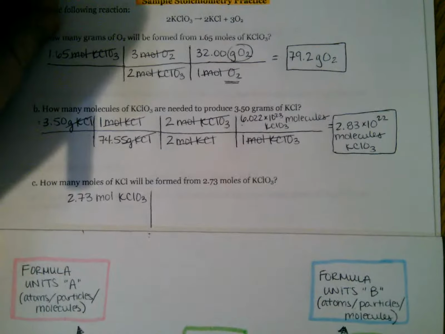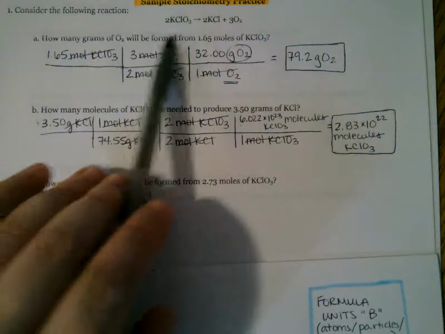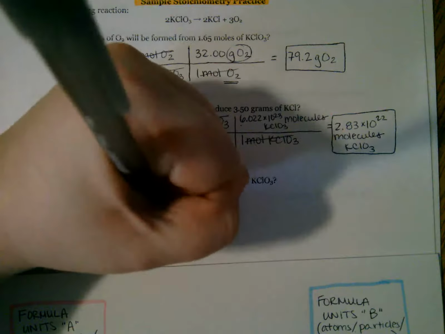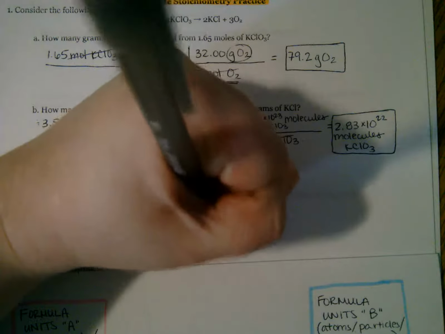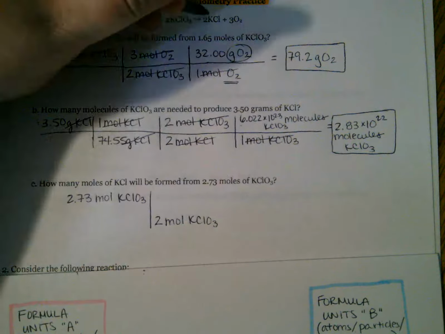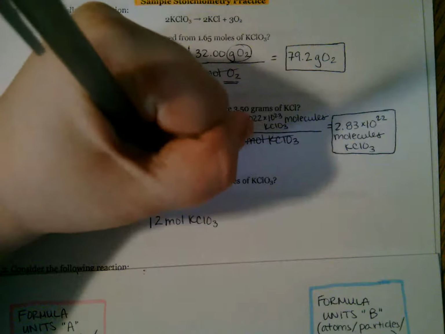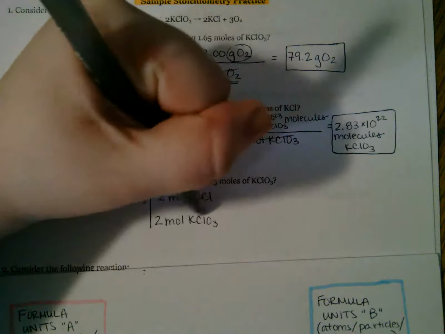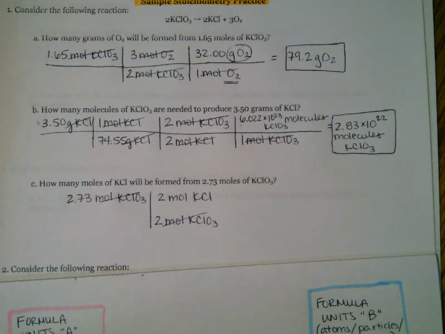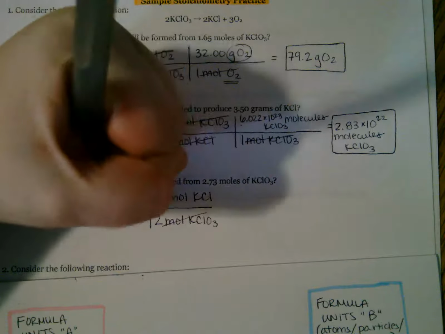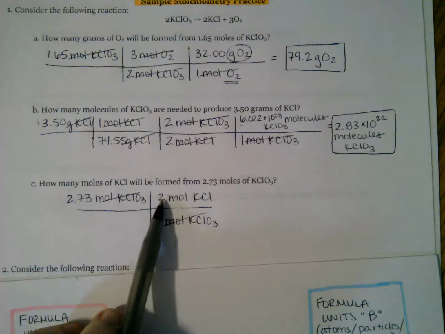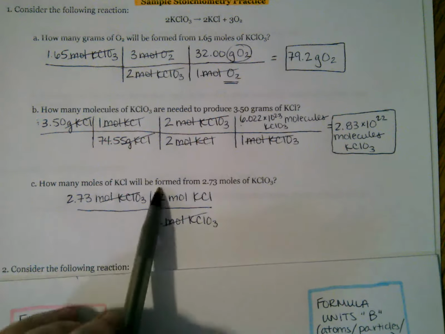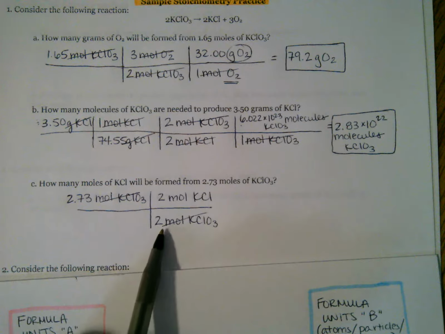Here's our balanced equation. We see that 2 moles of potassium chlorate, so I'm going to put that on the bottom of this conversion, gives us 2 moles of potassium chloride. That's it for this problem. It's just a one-step mole ratio conversion. And look at this, you'll even notice we multiply by 2, we divide by 2. If you want to input this in your calculator, you can, but you might notice those 2's are going to cancel each other out as well.